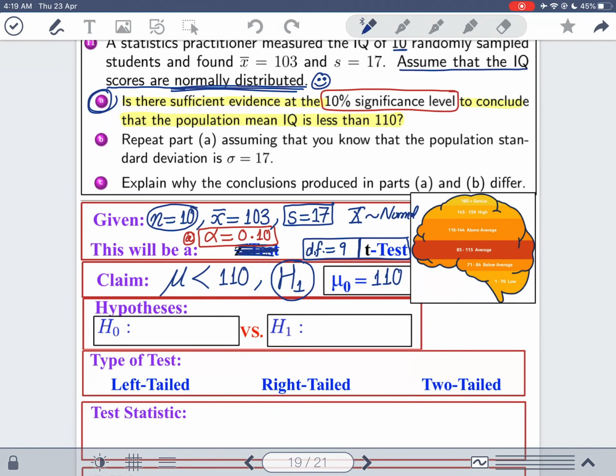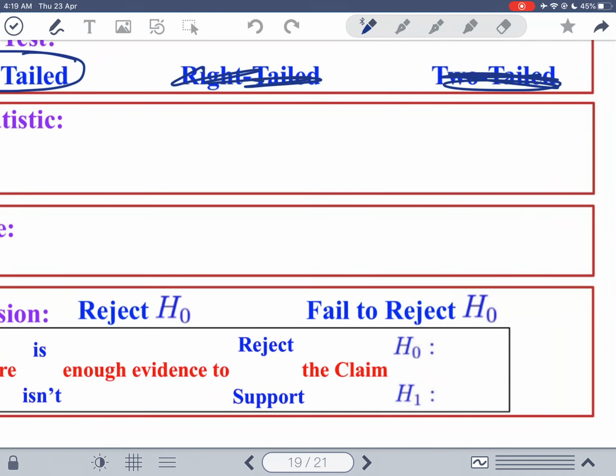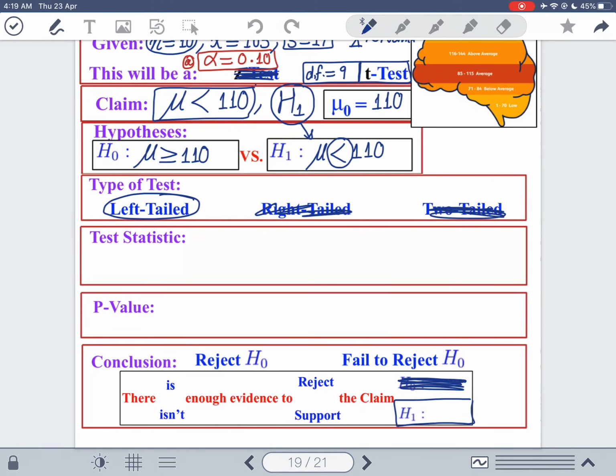And our alternative hypothesis is what's given. It's the claim. So you write it here, mu strictly less than 110. And so the null hypothesis will be bigger than or equal to 110. And because we have strictly less, it will be a left-tailed test. Okay, and you will go to the end and say H1 is given as the claim, and it is mu less than 110. And of course, with H1, you always take the word support.